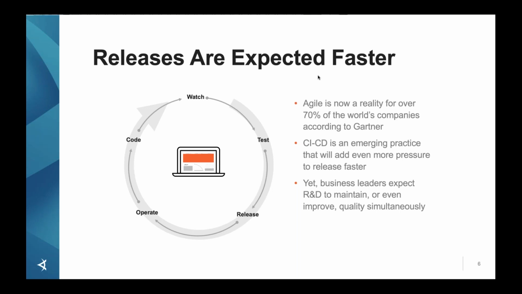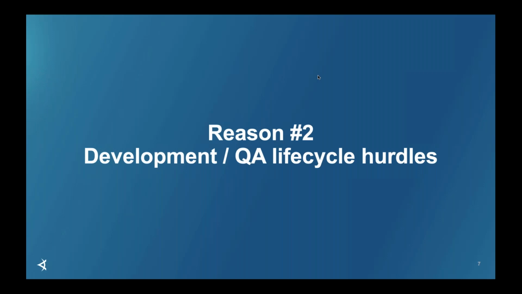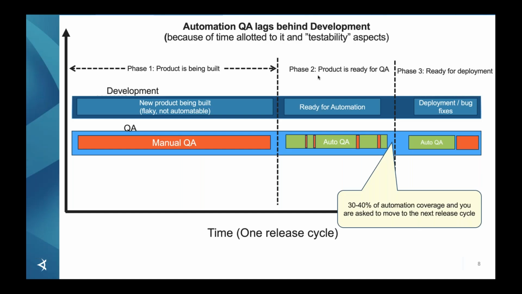So now, number two, the second problem is development and QA lifecycle hurdles. This is a natural thing that happens in a lot of teams where you have a QA team that is separate from the development team. So if you look at a release cycle, this graph shows you a release cycle. The time is on the x-axis. A product development or a feature development happens in 3 phases. The first phase, the product itself is being built. So usually during this time, the development is still happening.